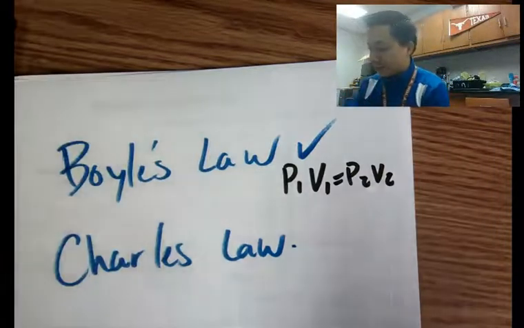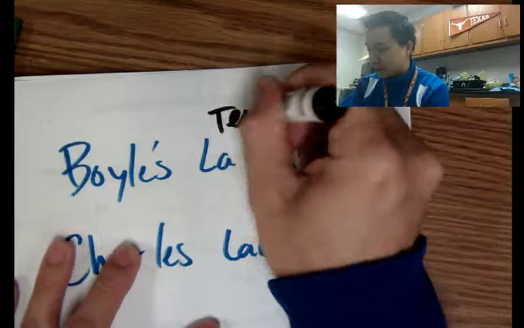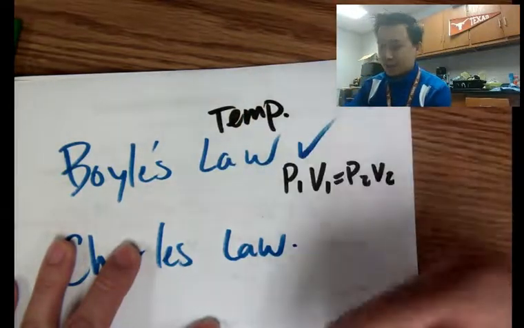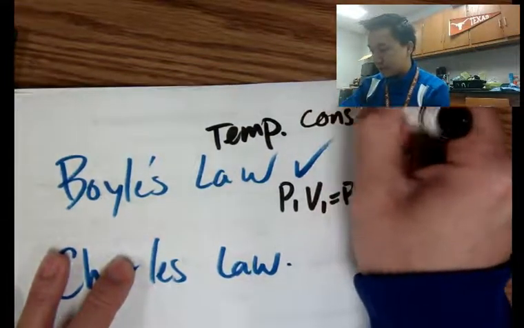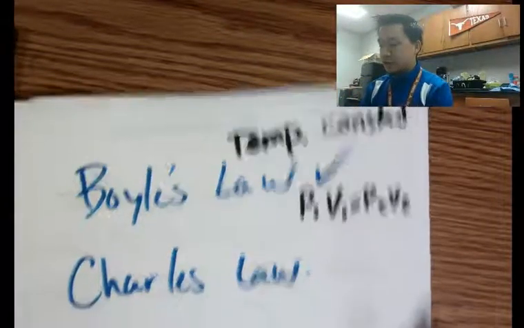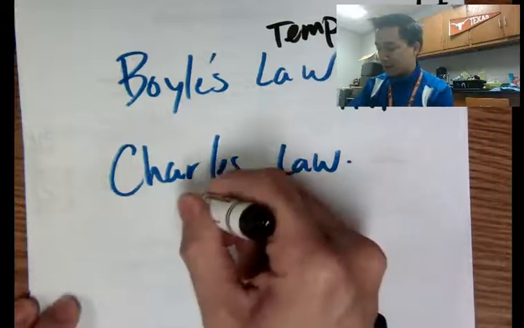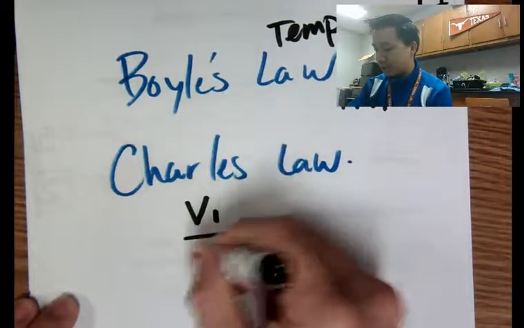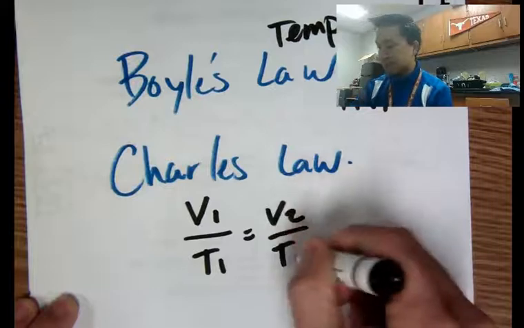And so the constant we have here is temperature. Temperature stays constant, and also the number of gas molecules. But the main thing is that temperature stays constant. It does not change. For Charles' Law today, we'll talk about the equation V1 over T1 equals V2 over T2.